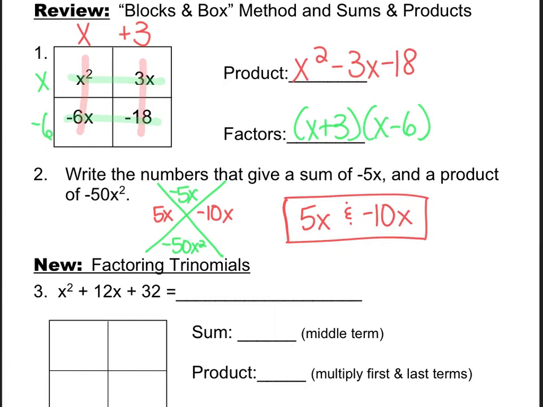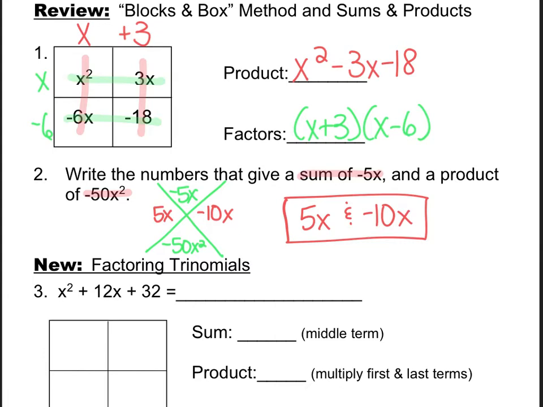For number 2, I used the diamond trick from the 12-1 notes. Write the numbers that give a sum of negative 5x and a product of negative 50x. So if you remember the pattern from yesterday, if the product is negative, you have to have different signs on your left and right. So one had to be positive, one had to be negative. So I know that 5 and 10 multiply to give me 50. I needed to know which one added to negative 5, so I made the 10 the negative factor.